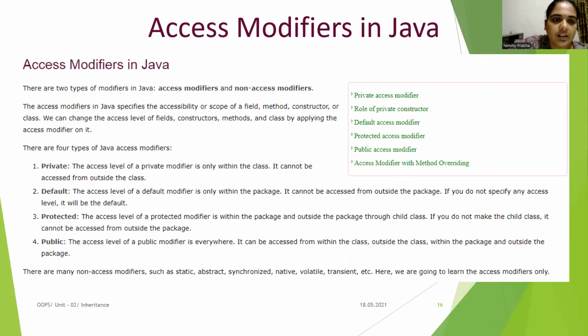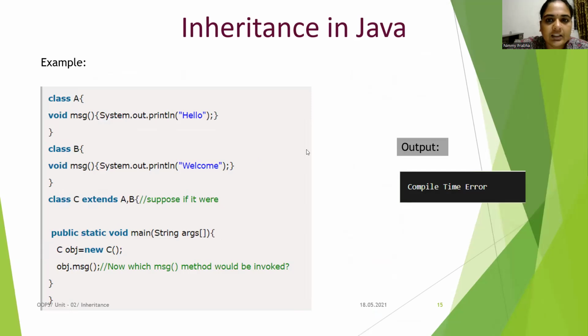Access modifiers in Java. There are two types of modifiers in Java. So these are the examples for inheritance, the types of inheritance in Java. In the next section, we will learn the access specifiers in Java.